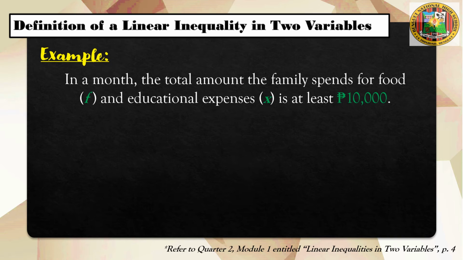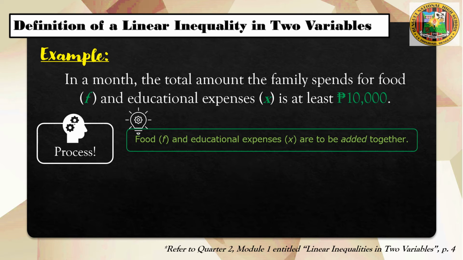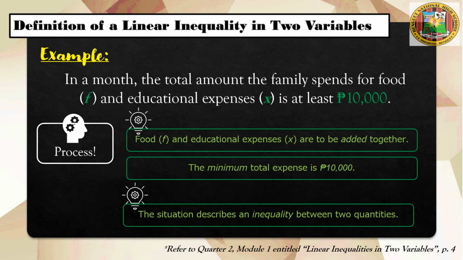After observing keywords and relationships in the problem, we process what we know. We know that food and educational expenses are to be added together because we should get the total amount being spent by the family. We also know that the minimum total expense is 10,000 pesos, which means the amount can either be exactly 10,000 or more than 10,000. Because the quantities are related to an undefined amount, the situation describes an inequality between two quantities.